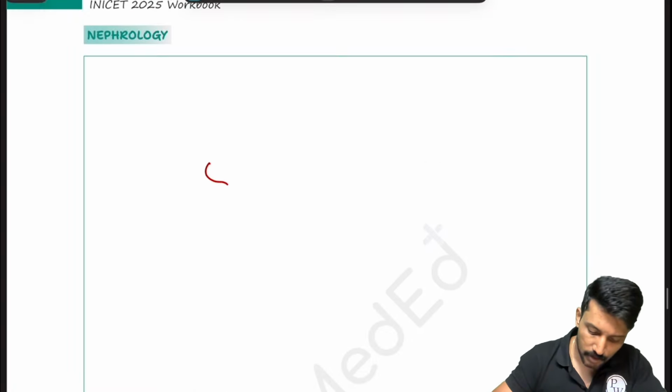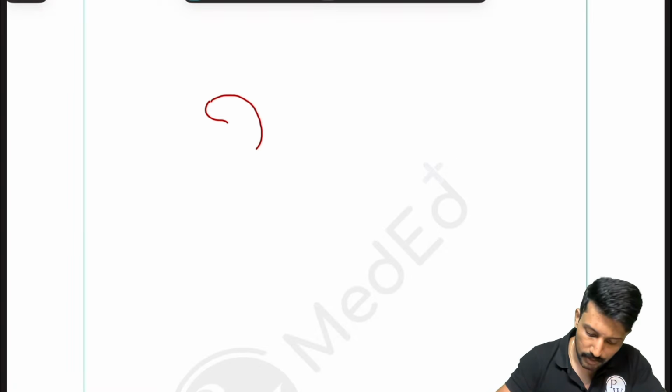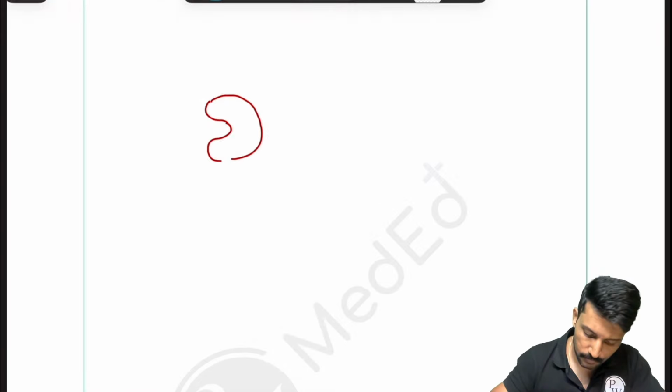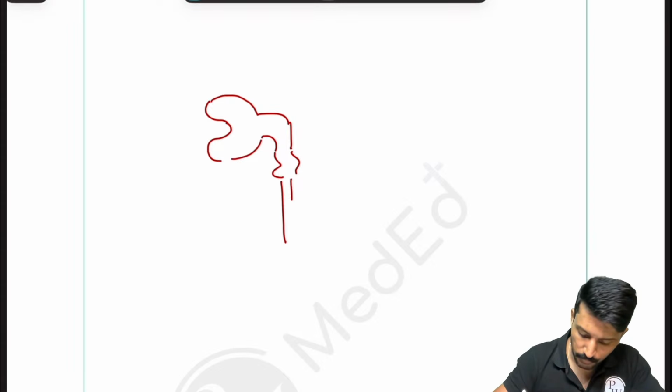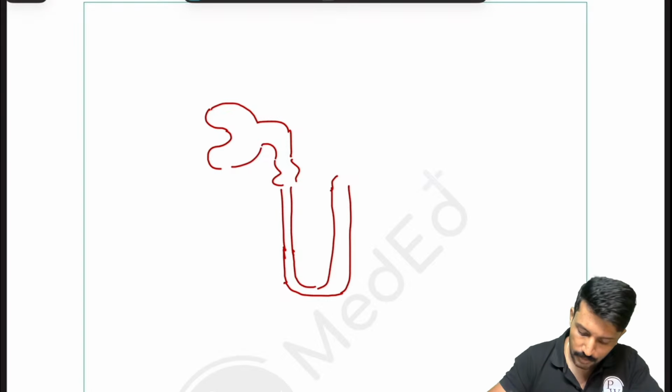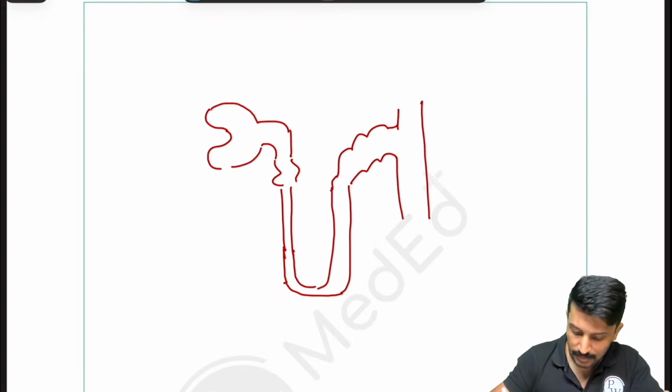So we know that the structural and functional unit of the kidney is going to be a nephron, which has glomeruli and tubules, right? It has a Bowman's capsule and tubules. Tubules will have proximal convoluted tubule. Then we will have this loop of Henle, descending and thick ascending limb of loop of Henle. Then we will have distal convoluted tubule, which will drain into what we call as collecting ducts, right?